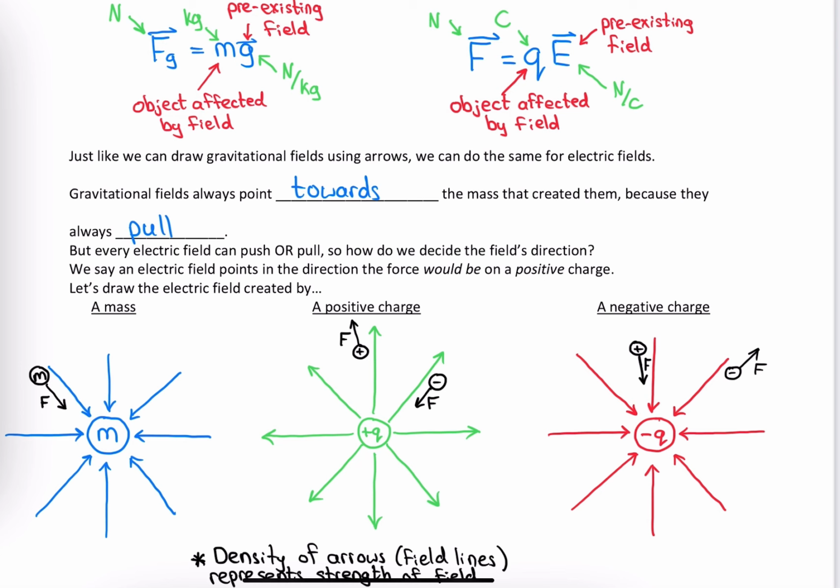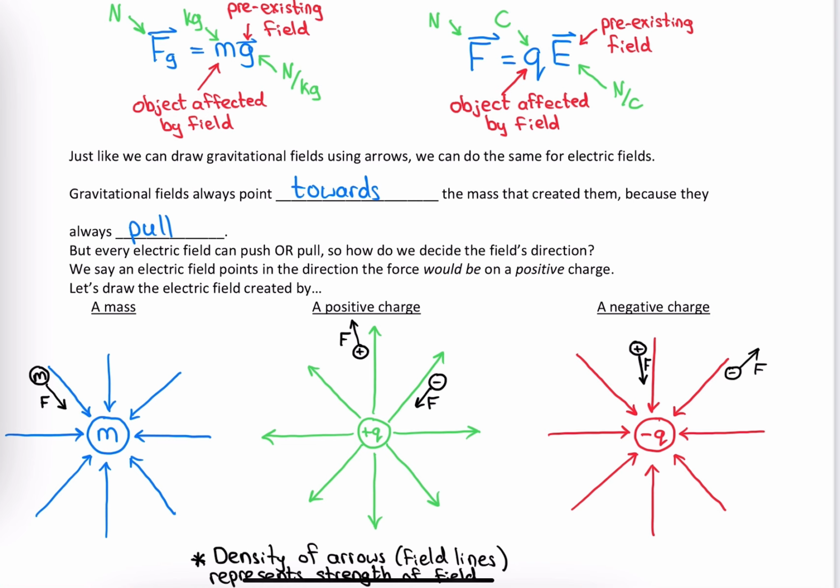Now that jibes with what we know about Coulomb's law, right? Here I have a positive charge and a negative charge. They should be attracted, so that force makes sense. Here I have a negative charge and a negative charge. They should be repelled, so that force makes sense.